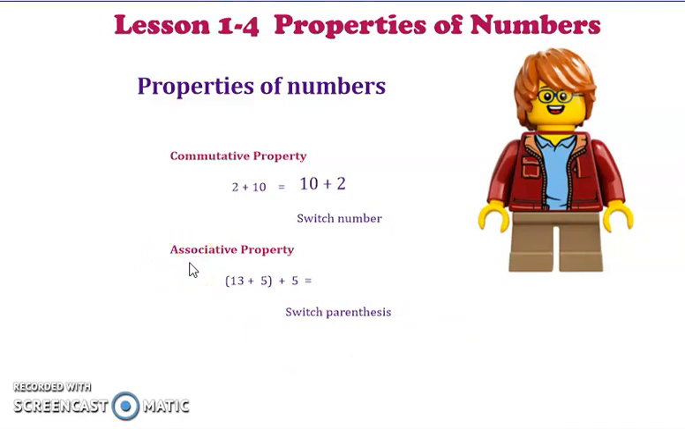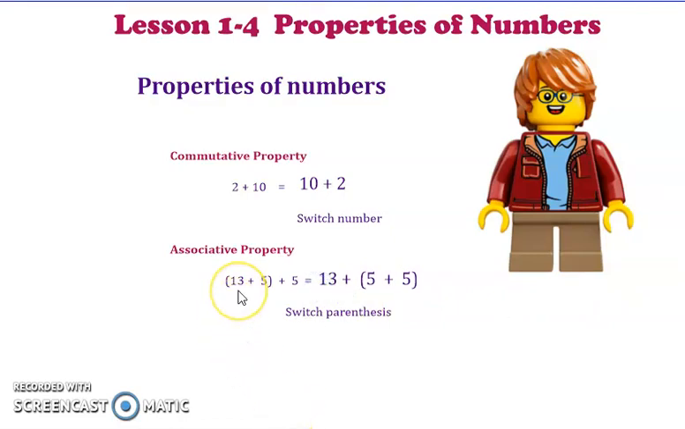Now the associative property means that you can move these parentheses. So you might ask, why would you want to do that? Well, in my head, when I'm going to group numbers, I will take the 5 plus 5 first, which is 10, and I'll add it to 13. So it's really how we group numbers in our head, and they equal the same.